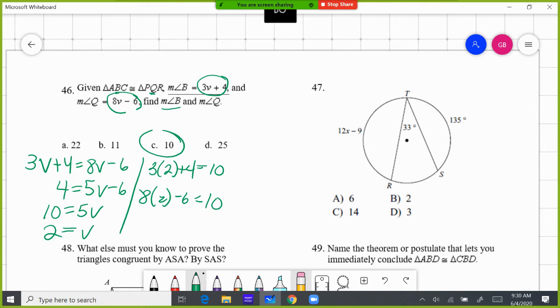Alrighty, 47. I need to solve for x. Sorry, the instructions got cut off. Okay, so I know that there are 360 degrees in a circle. I also know that an inscribed angle is half of the arc, so this has to be 66. So I could set up an equation now. I'm going to add these three up, and it should add up to 360.